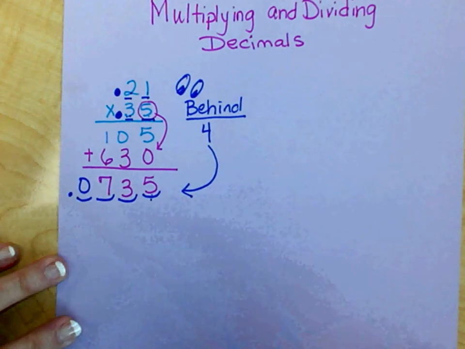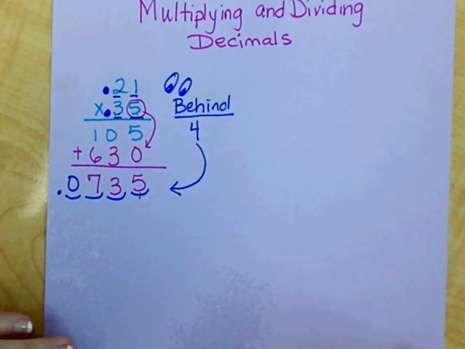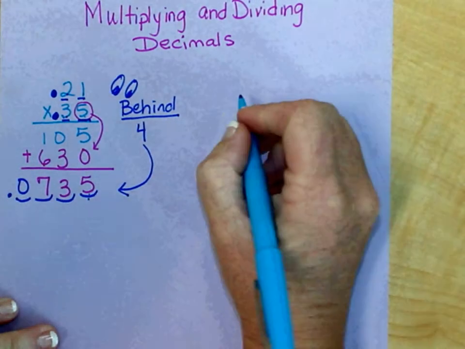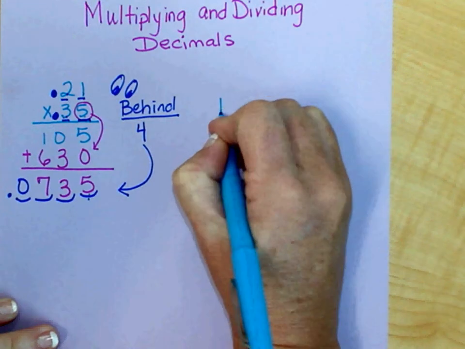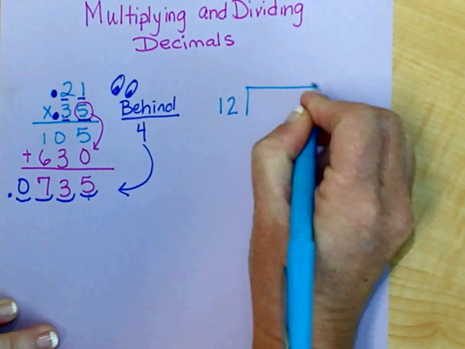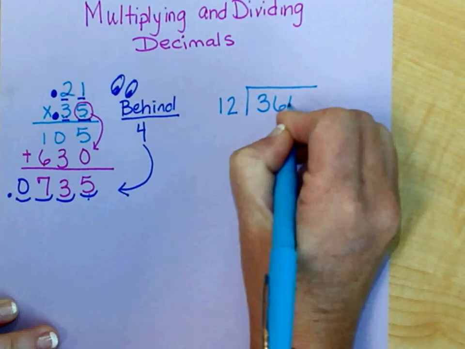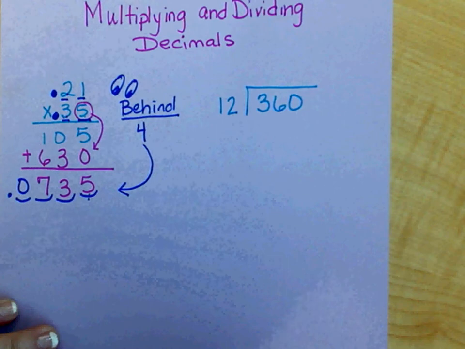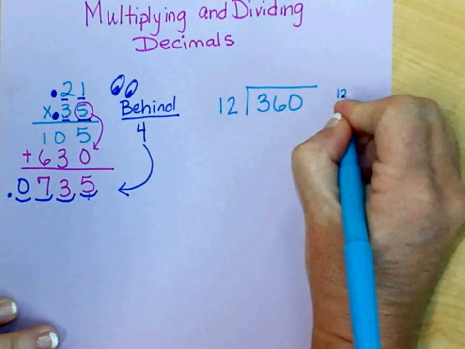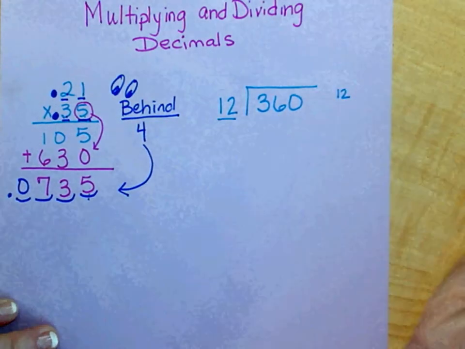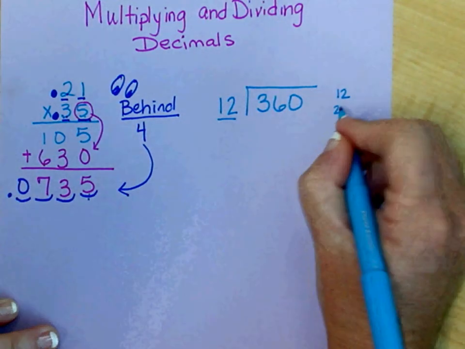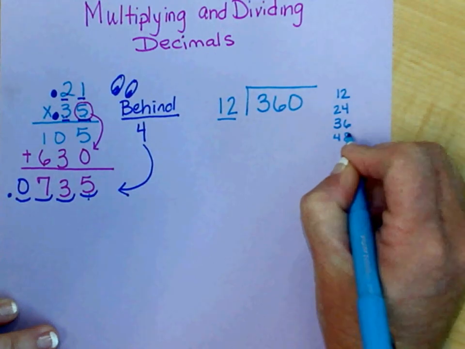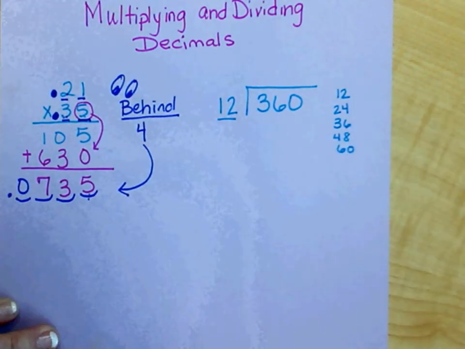Good job. Now let's look at dividing. Let's come over to the other side of our paper and let's set up a problem to divide. Let's divide 12 into 360. One of my tricks for dividing is coming over to the side and writing my math facts about what I'm dividing by. So I'm going to write 12, 24, 36, 48, 60. I just write a handful.